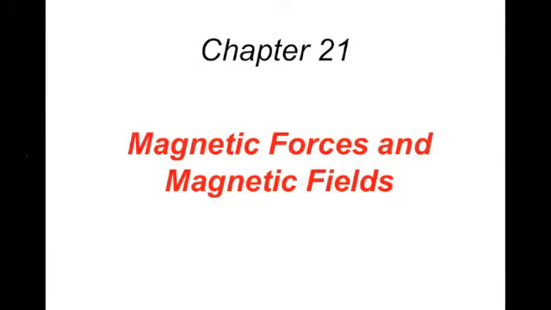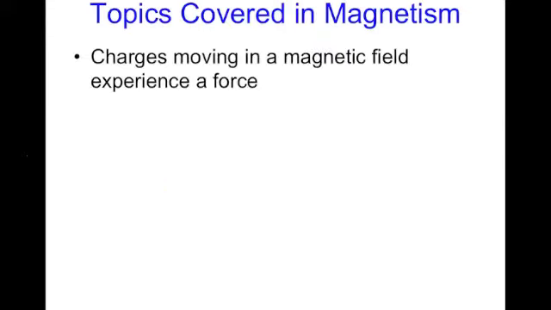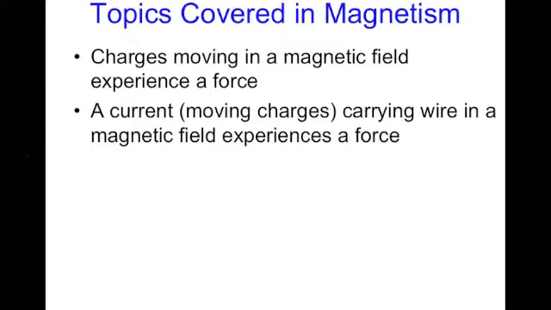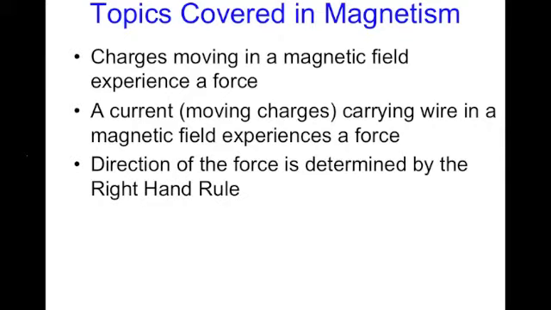We will finish up Chapter 21's topics in tomorrow's lesson, but first let's take a look at a recap of what we've looked at. If you have a charge moving in a magnetic field, it will experience a force. We also saw that a current-carrying wire, which is just a bunch of moving charges in a magnetic field, will also experience a force. For that, we had that our force was equal to ILB sine of theta. The direction of both of those forces can be found using our right-hand rule.